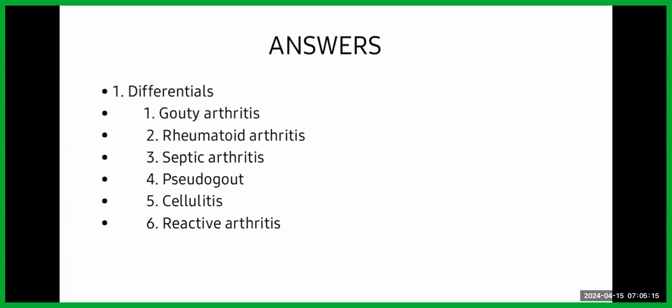Cellulitis is also very important. It could just be inflammation that does not involve the joint, just the skin. Cellulitis is one of the commonest differentials of acute gouty arthritis. At times, some patients were managed for gouty arthritis, and in the end they turned out to have cellulitis, especially in a peripheral setting where they were not thoroughly evaluated. So it's a very good differential.